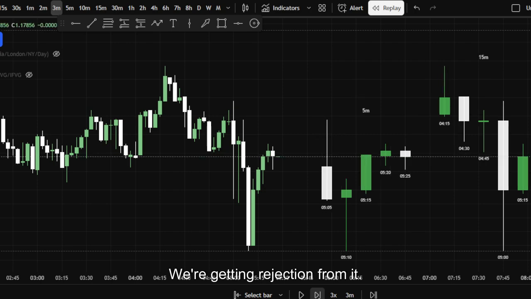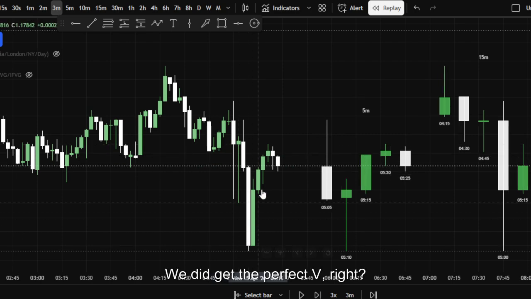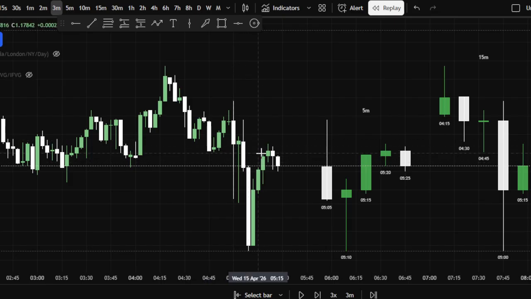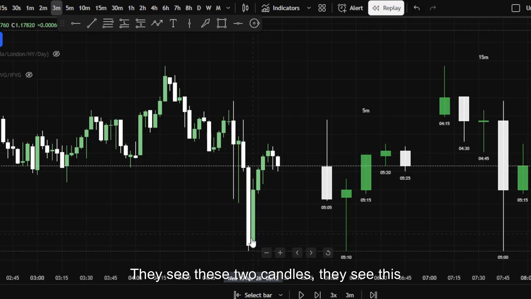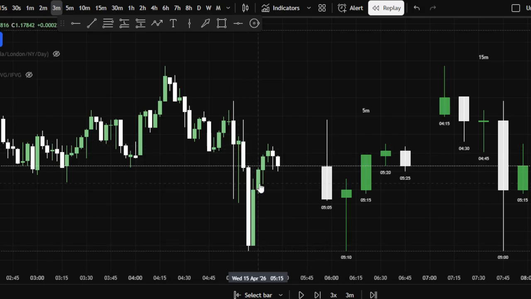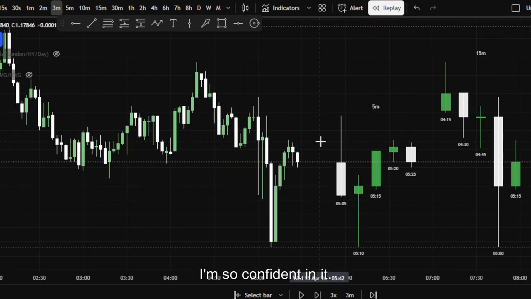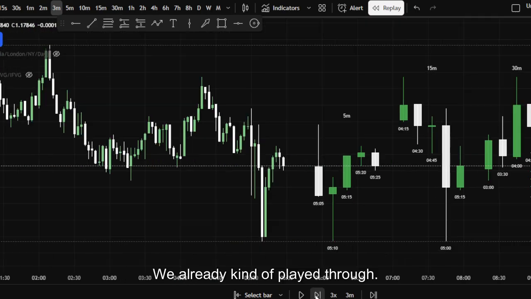We're getting rejection from it. We did get the perfect V, right? Everything is lining up. We just need to close through this. This is where patience is. And this is what turns you from a not profitable trader to a profitable trader. It really is patience, because there are so many people, like I said earlier, who struggle to just wait for a closure through. They see these 2 candles, they see this massive candle, they follow up with this one, and in their mind, it's like, yep, this is absolutely going to seek the liquidity up here. I don't even need to wait. I'm so confident in it. And then they get stopped out.